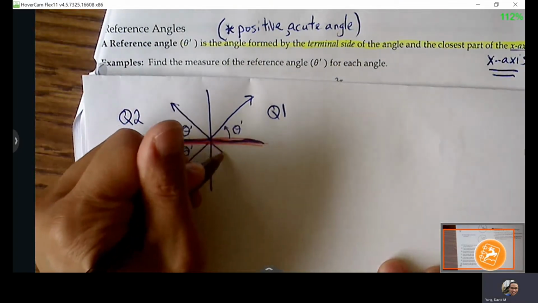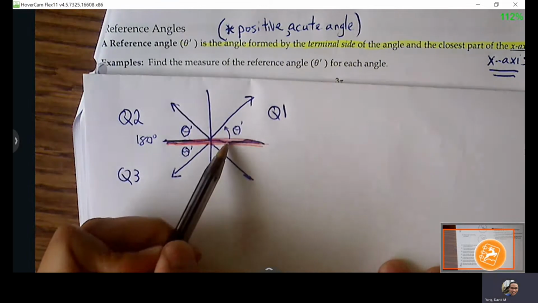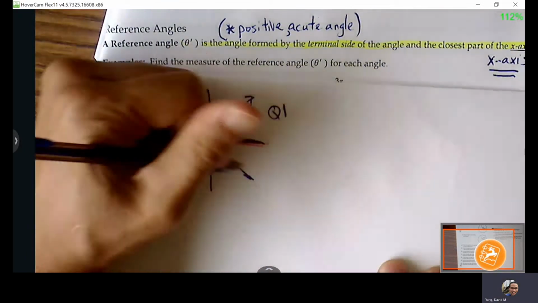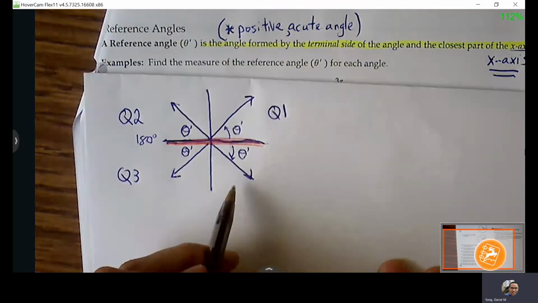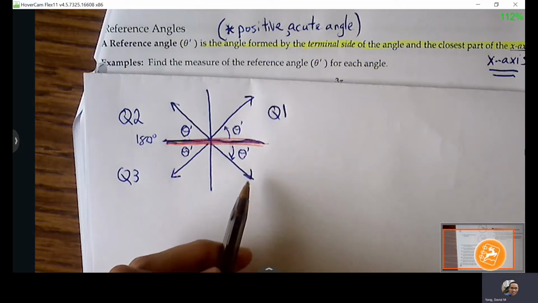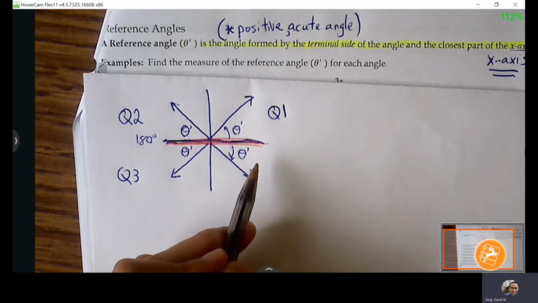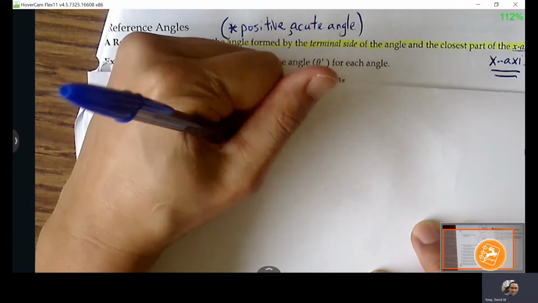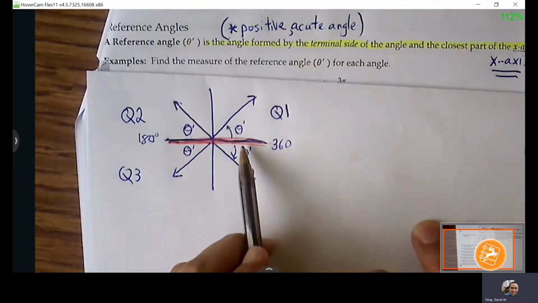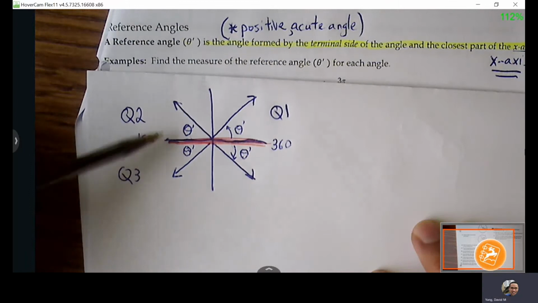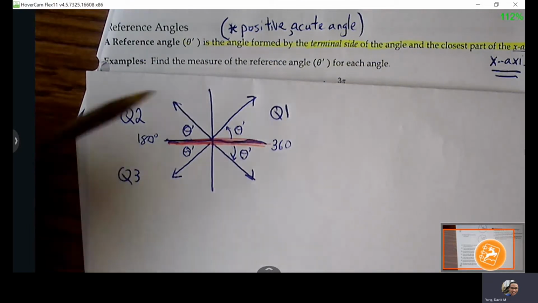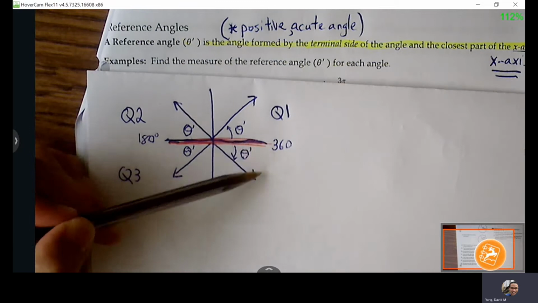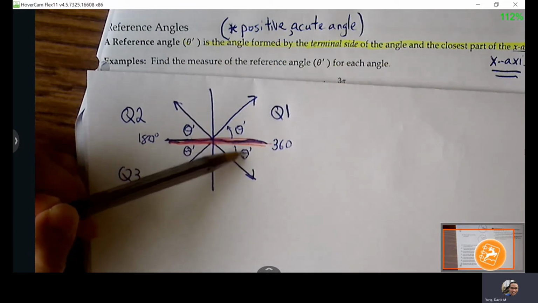And finally, if you're in the fourth quadrant, you're going to measure out this angle between the x-axis and your terminal side, but because you're in the fourth quadrant, it's going to be a pretty large angle measure, right? Somewhere between 270 and 359, you're going to be subtracting from 360 to help you figure out that angle measure. So if you're in the second or third quadrant, you're going to be subtracting involving 180. If you're in the first quadrant, there's no work that needs to be done. You're already staring at your reference angle. But if you're in the fourth quadrant, you're going to subtract from 360 to help you get to that acute angle measure.